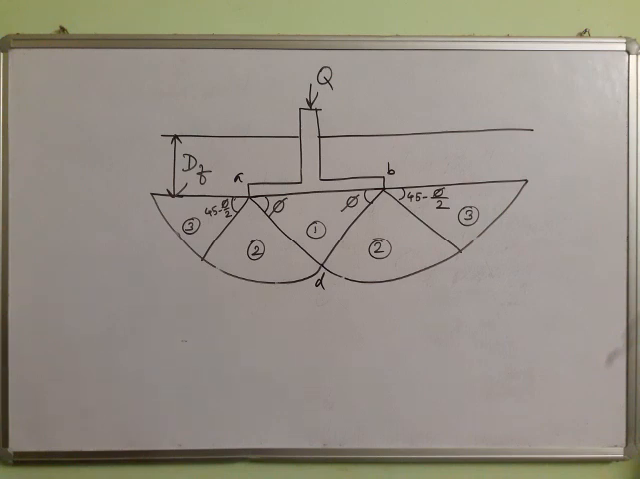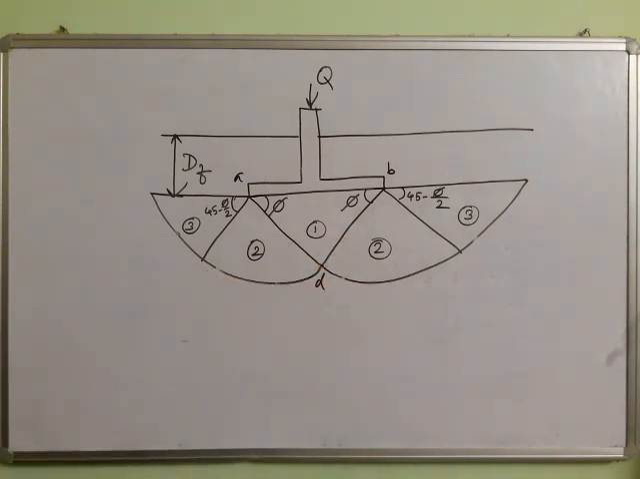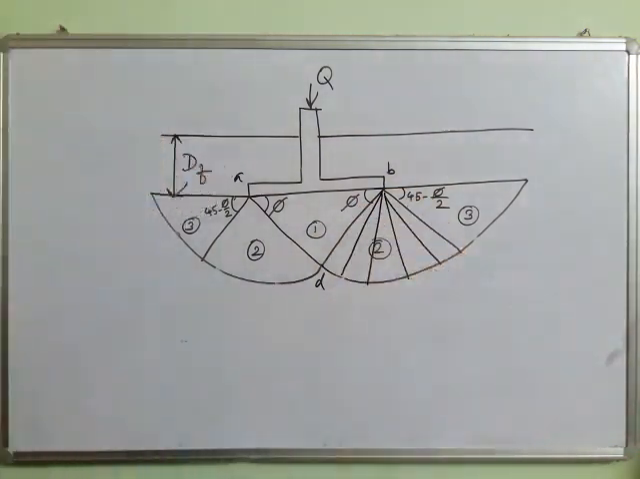Now what is this zone 2? Zone 2 is a zone of radial shear, and if we look into zone 2, we can see that the shear planes will move like this. And zone 3 is the zone of linear shear. You can all write this down. So zone 2 is the zone of radial shear, and zone 3 is the zone of linear shear.